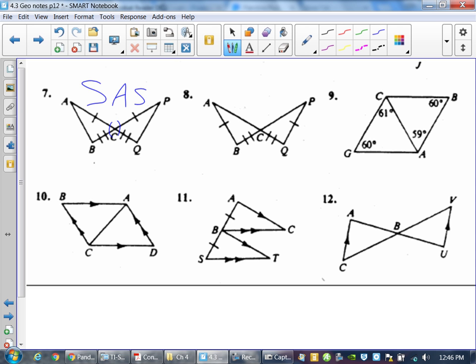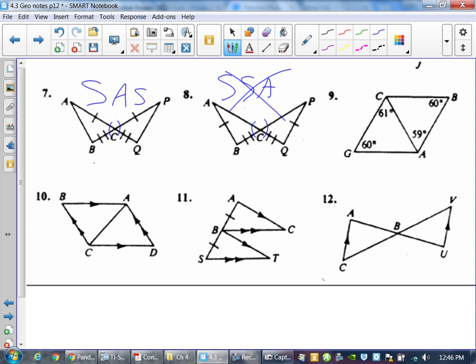Same with the next one. Same markings, but look what you get. Side, side, angle. Is there an ass in math? No. Nope. I didn't know that we were allowed to cross them out, so I just kind of made up stuff. I think on the instructions it tells you sometimes some are not possible. Oh, you could write no congruence, or just say no.